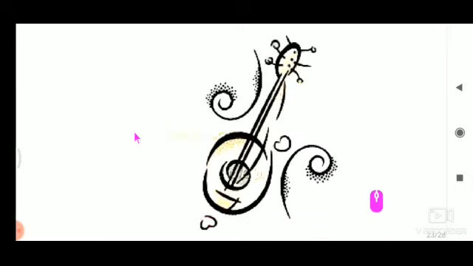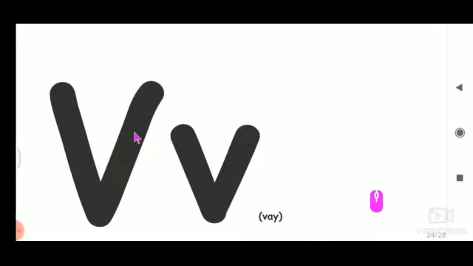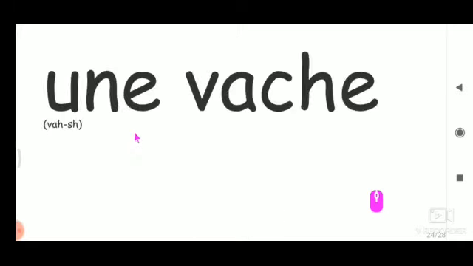Okay, let's see the next word. V, vé. Une vache. V A C H E. Spelling is over. Vache. Repeat. V A C H E. Now let's see how it is split. Vash. Vache means cow.